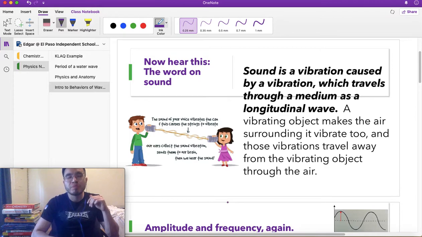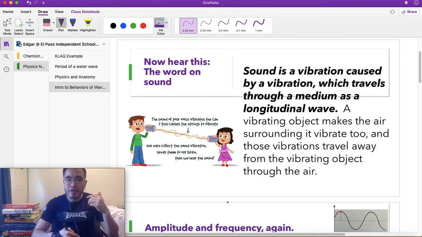This video is only a supplement for your notes. Make sure you go over the notes. I'm just going to cover the definitions and the graphical interpretation for the graphs, which is very important.